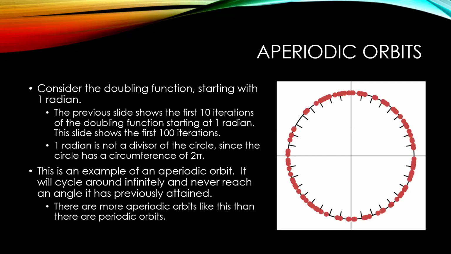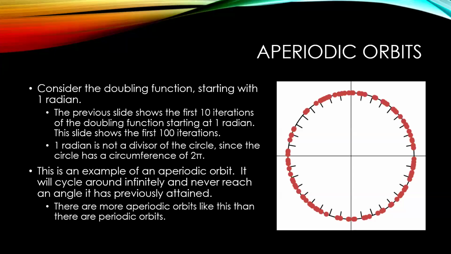Well, here is the first 100 iterations using 1 radian. And so the previous slide showed the first 10. This is showing the first 100 iterations. 1 radian is not a divisor of the circle since the circle has a circumference of 2 pi. This is an example of an aperiodic orbit. It'll cycle around infinitely and never reach an angle which it has previously attained.